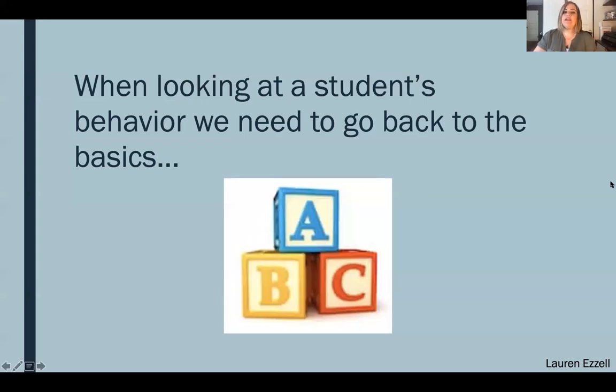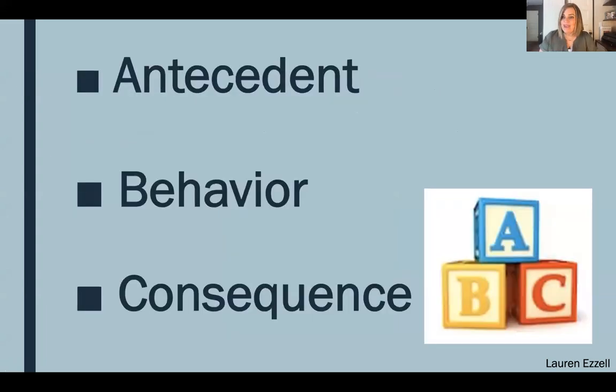So when we are looking at students' behavior, we need to go back to the basics. We need to remember our ABCs. Antecedent, behavior, and consequence. So when looking at our ABCs, it's really important to look at it from the student's perspective. We're not always going to have the same perspective as a student. And addressing the behavior from the perspective of the adult is not likely to change the behavior for the better. In fact, we may inadvertently reinforce negative behavior and make it worse.